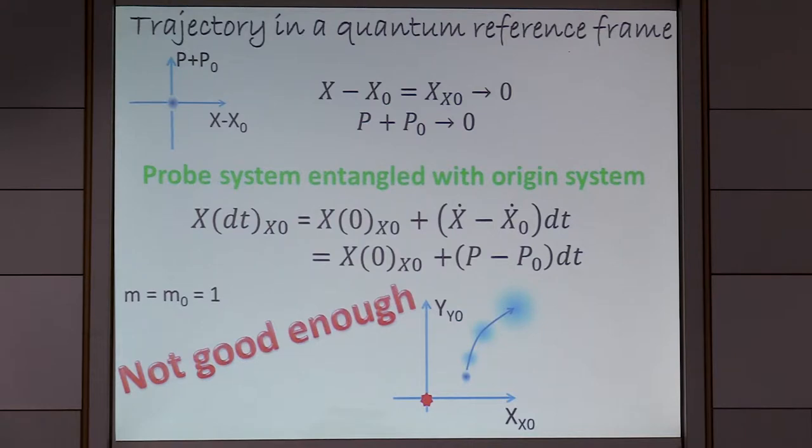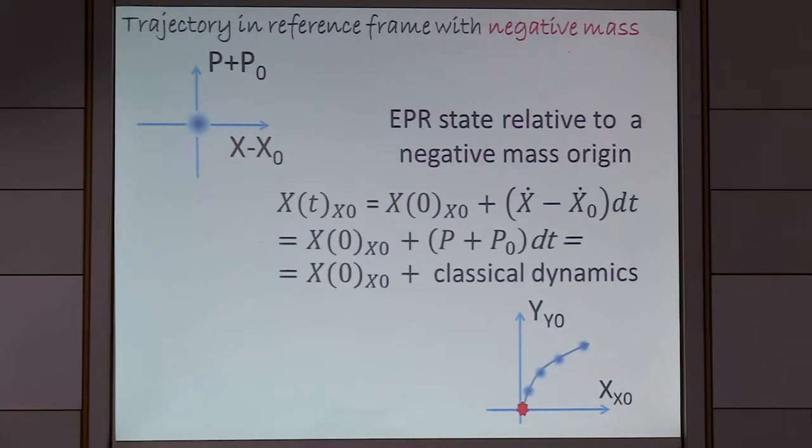So what you need instead is obviously this sign. And this sign comes about if the reference frame system has a negative mass. Then the derivative of the coordinate is minus the momentum. And then your trajectory is defined by commuting variables. Everybody's happy.